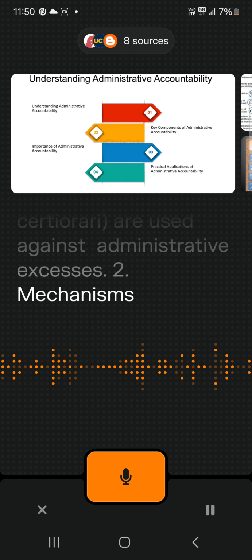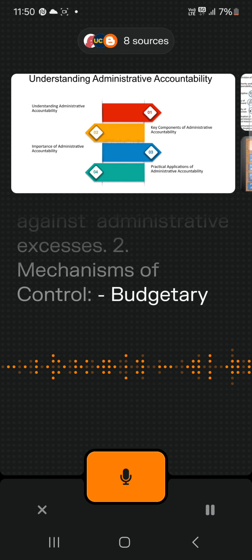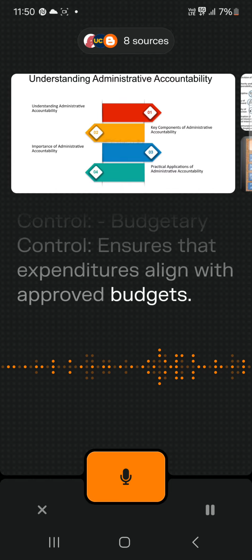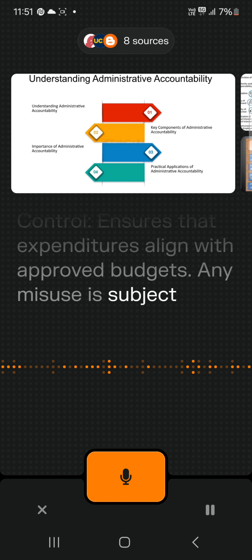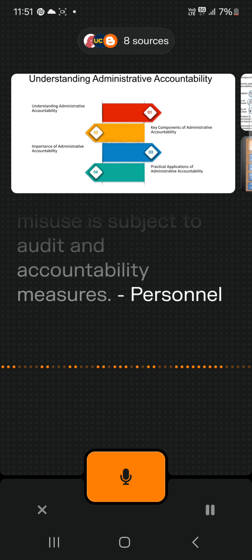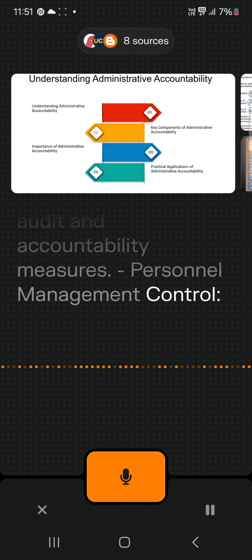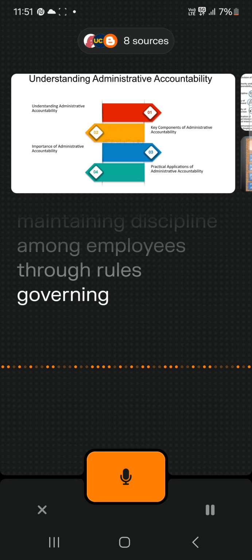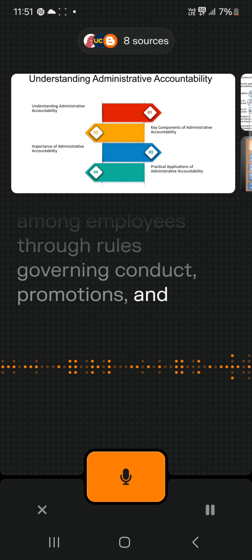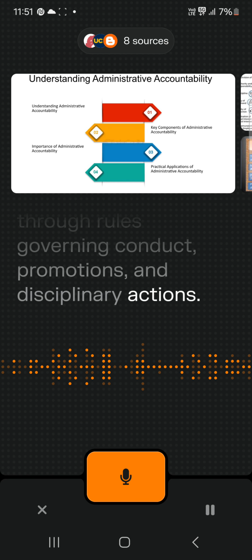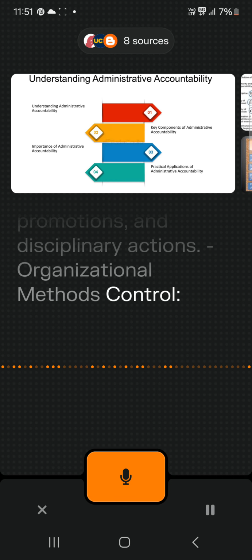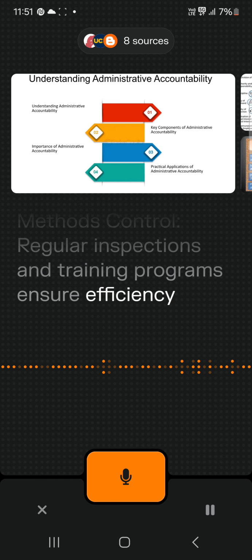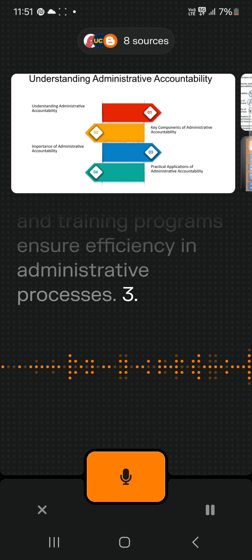2. Mechanisms of control. Budgetary control ensures that expenditures align with approved budgets. Any misuse is subject to audit and accountability measures. Personnel management control focuses on maintaining discipline among employees through rules governing conduct, promotions, and disciplinary actions. Organizational methods control. Regular inspections and training programs ensure efficiency in administrative processes.